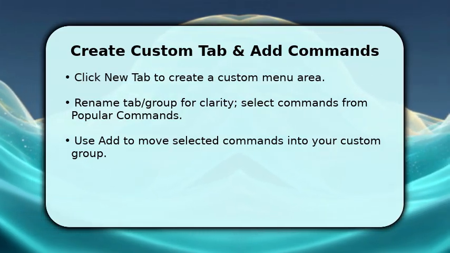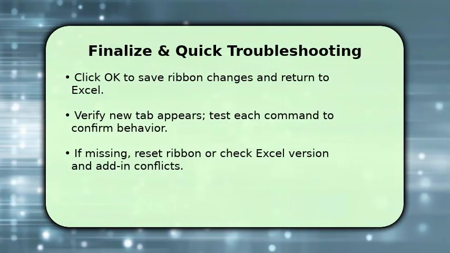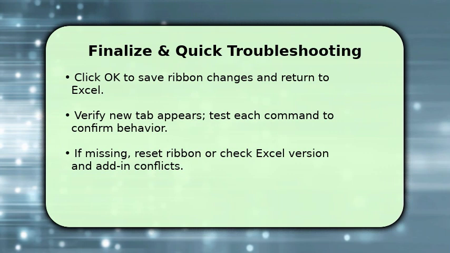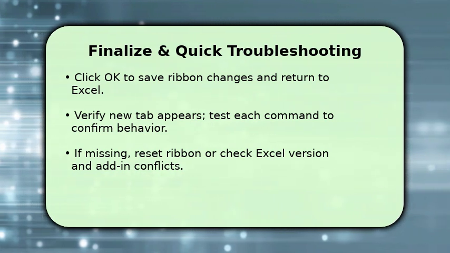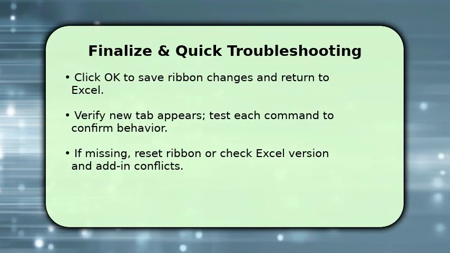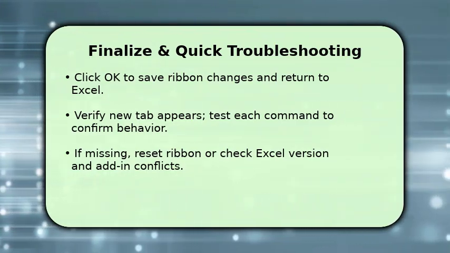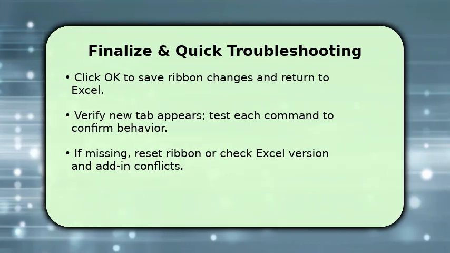Your new tab should appear to the right of default tabs. Test each command to confirm it performs as expected. If something behaves oddly, reopen Customize Ribbon and adjust. If the tab is missing, make sure you didn't accidentally disable it, check Excel version compatibility, or reset the ribbon using the Reset button.